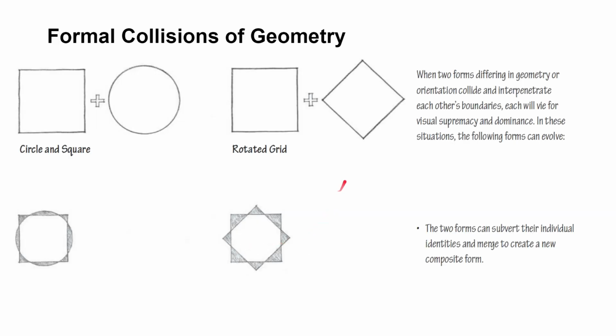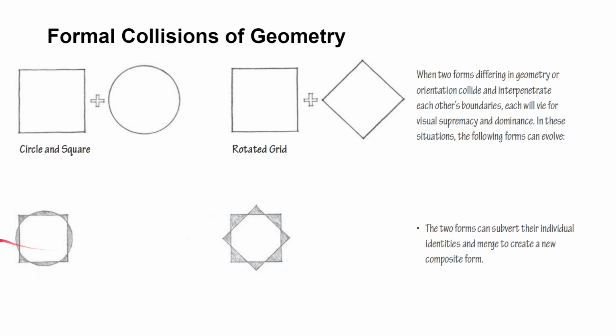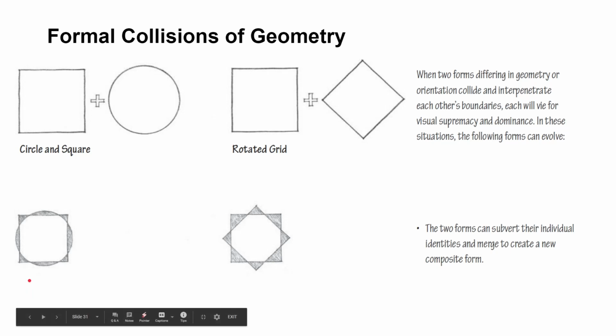Formal collisions of geometry. So when two forms differing in geometry and orientation collide and interpenetrate each other's boundaries, they will vie for visual supremacy and dominance. So the following forms can evolve. You have your circle and your square. The dominant forms: two forms can subvert their individual identities to create a composite form.